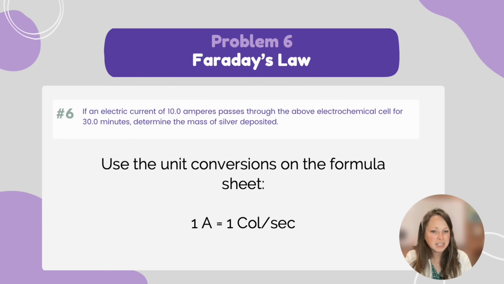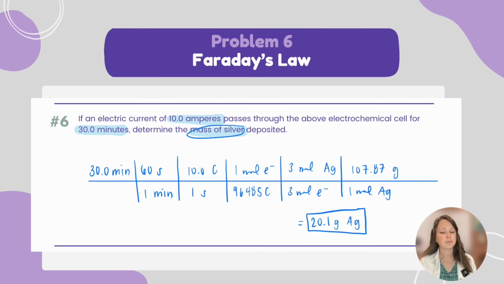We know Faraday's constant is 96,485 coulombs per mole of electrons. We're just working from one number and practicing converting from one unit into another. It's really good practice with dimensional analysis. So going from minutes into seconds, seconds into coulombs, coulombs into moles of electrons, and then I go back to my balanced equation. For every 3 moles of electrons, I will deposit 3 moles of solid silver. And then the last step is going to the periodic table, finding the molar mass of silver. You multiply all of that out, and we will have deposited 20.1 grams of silver.